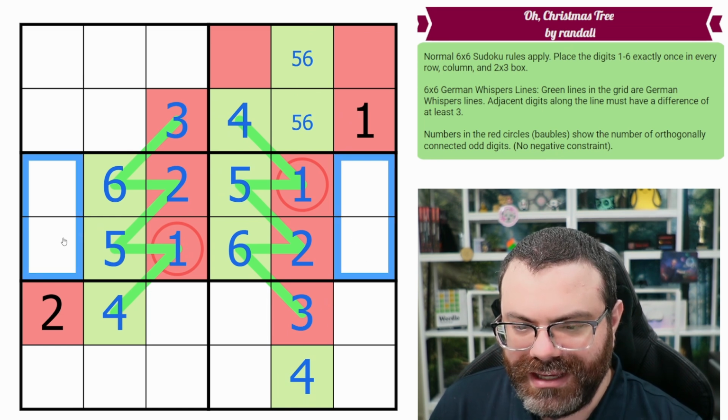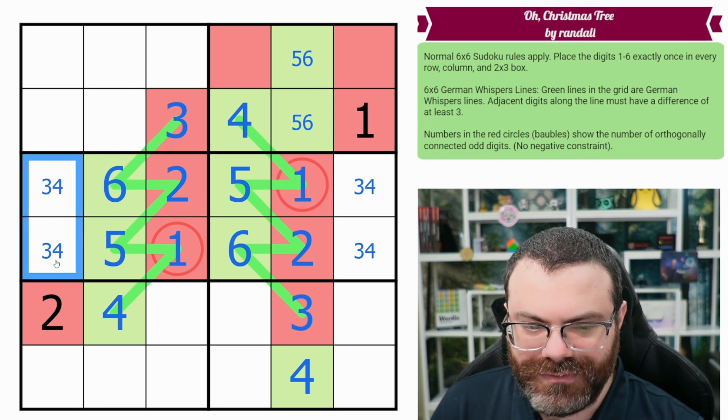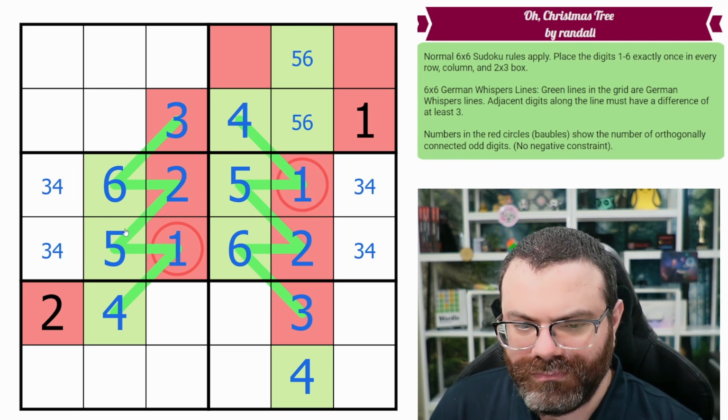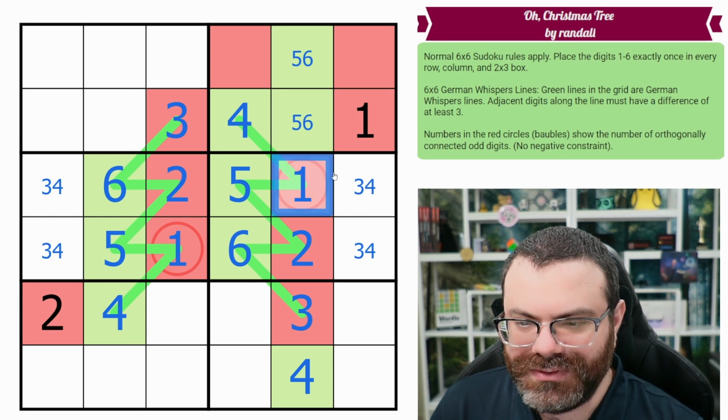So there's a 3 here and a 3 here. So what are these pairs? This is a 3, 4 pair, and this is a 3, 4 pair. Interesting. How is that 3, 4 pair going to get resolved? Probably by the bobble. Interesting. This bobble will do it.